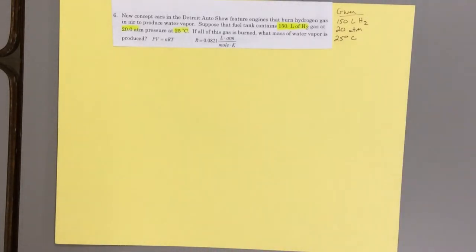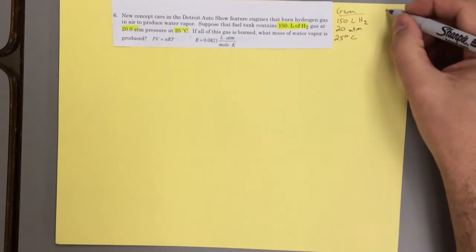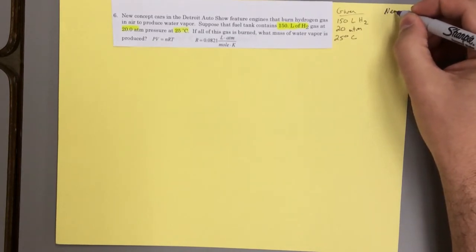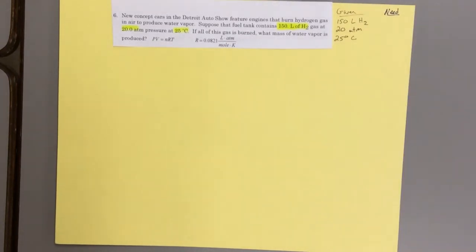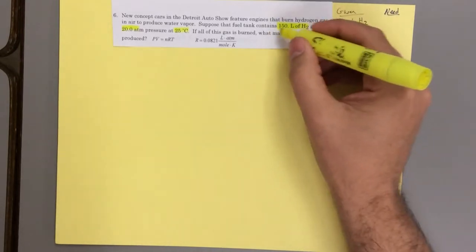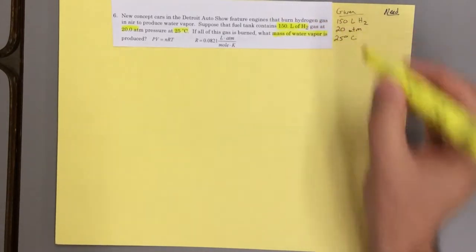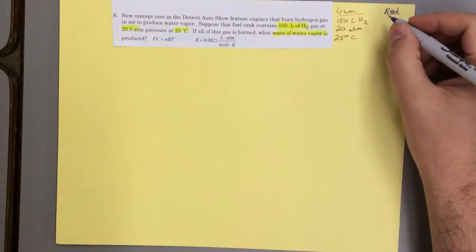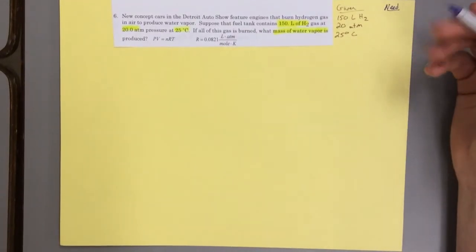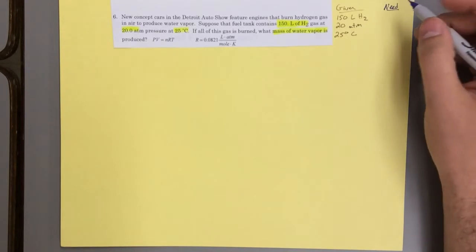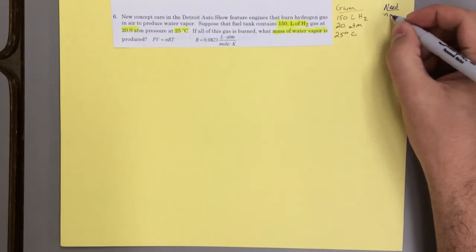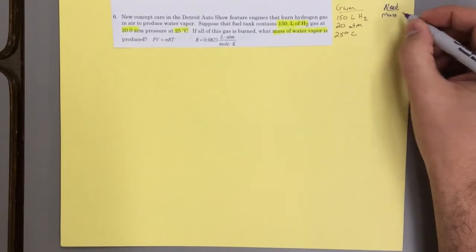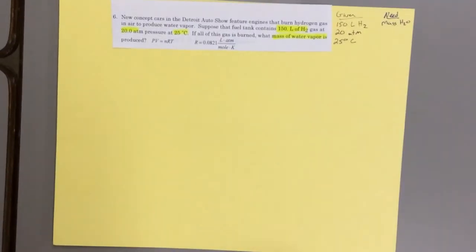Now, what we need to find, what the problem is actually asking us for, it wants to know how much mass of water vapor. So what is the mass of water vapor that could be produced? So this is going to go back to some of our original stoichiometry concepts. If we start with a balanced equation, can we actually figure out how much stuff we're going to need? So we want mass of water vapor.